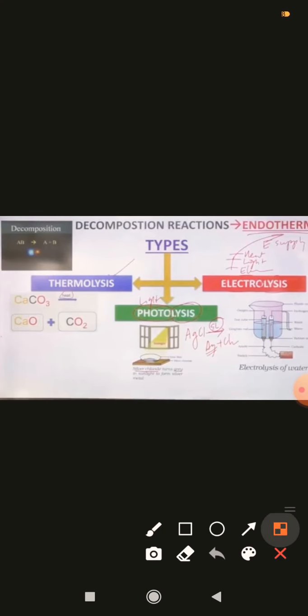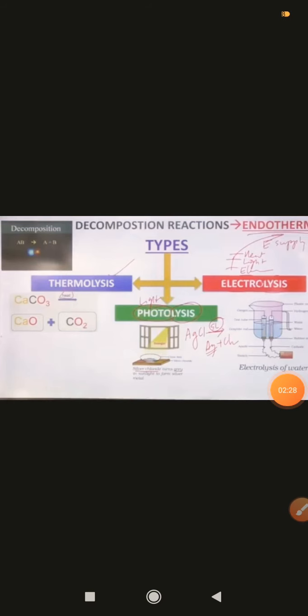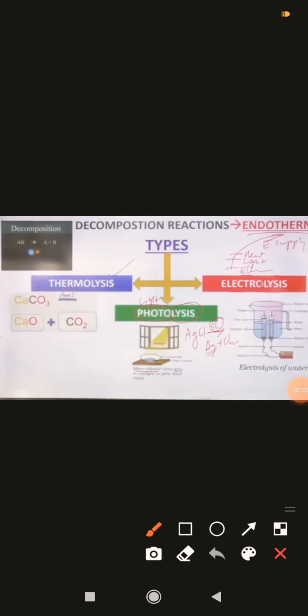The example of thermolysis is CaCO3, which means calcium carbonate. When it is heated, it forms CaO and carbon dioxide. This is the example of thermolysis.